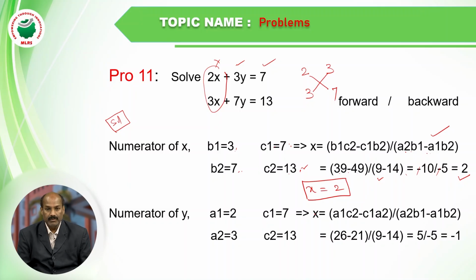Similarly, we write the y value. For the numerator of y, we have to remove the y column, and write down the remaining two columns.